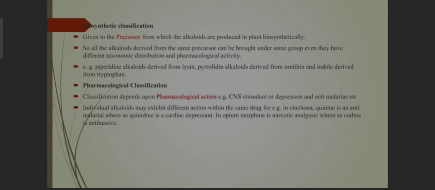Second, pharmacological classification depends upon pharmacological action. For example, CNS stimulant or depressant, antimalarial, etc. Individual alkaloids may exhibit different actions within the same drug. For example, in cinchona, quinine is an antimalarial, whereas quinidine is a cardiac depressant. In opium, morphine is a narcotic analgesic, whereas codeine is an antitussive.